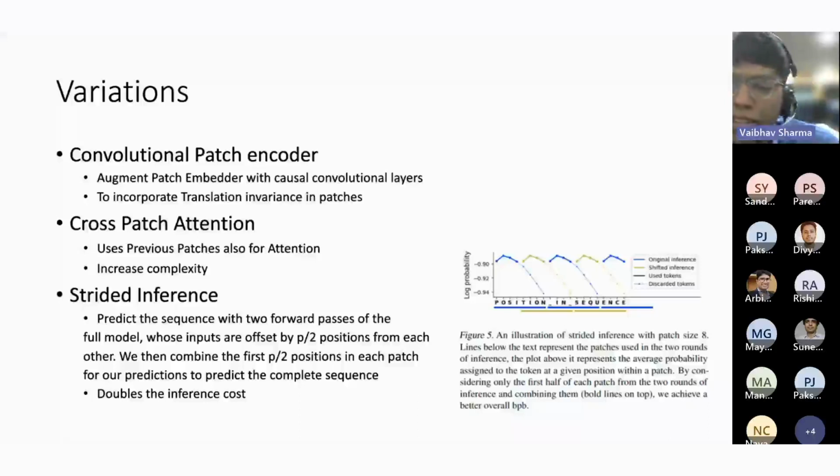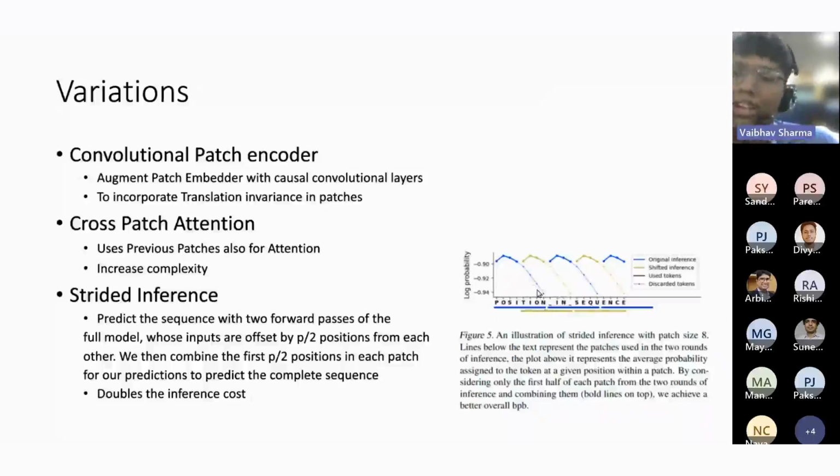One more thing that they described was another approach called strided inference, which they have incorporated, which can also improve our prediction, but it will double the inference cost, because what it does is it offsets the input sequence by p by 2 positions, as you can see in this particular diagram. So at inference time, it would offset the sequence and try to predict the outcome.